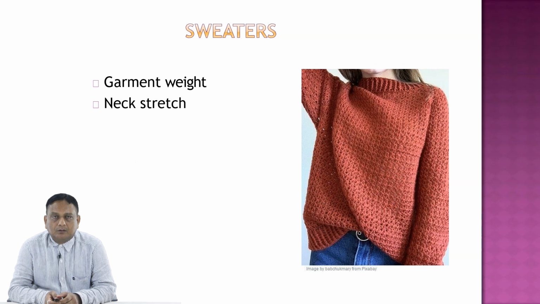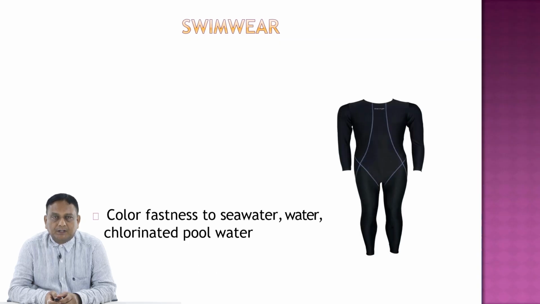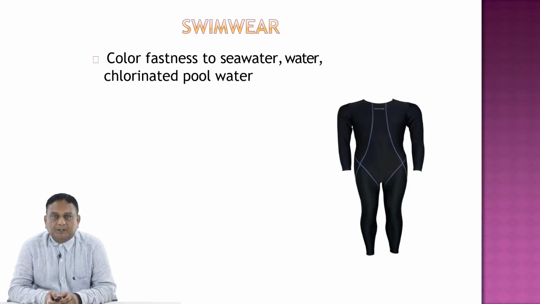And for sweaters, there are other types of testing. Normally a sweater is judged by the weight and also the neck stretch. Now in the case of swimwear, the very important parameters to be checked are color fastness to seawater, color fastness to water, or chlorinated pool water. So these are the essential color fastness tests for swimwear type of garment.